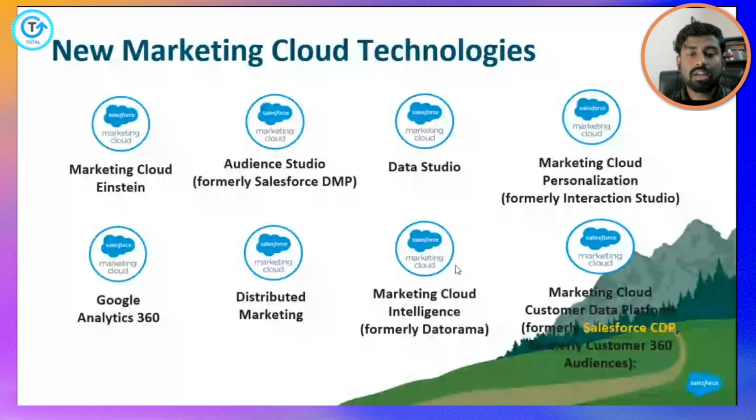Now, Marketing Cloud Intelligence was formerly called Dataroma, and many of you still call it Dataroma, but the official name has changed. It is now called Marketing Cloud Intelligence. Here we use it to find the analytical data that we use in Salesforce Marketing Cloud to do analytics. Next is Marketing Cloud Customer Data Platform, also called CDP, formerly Customer 360 Audiences. These are also tools developed by Salesforce, and they are available in Salesforce Marketing Cloud with the help of connectors.